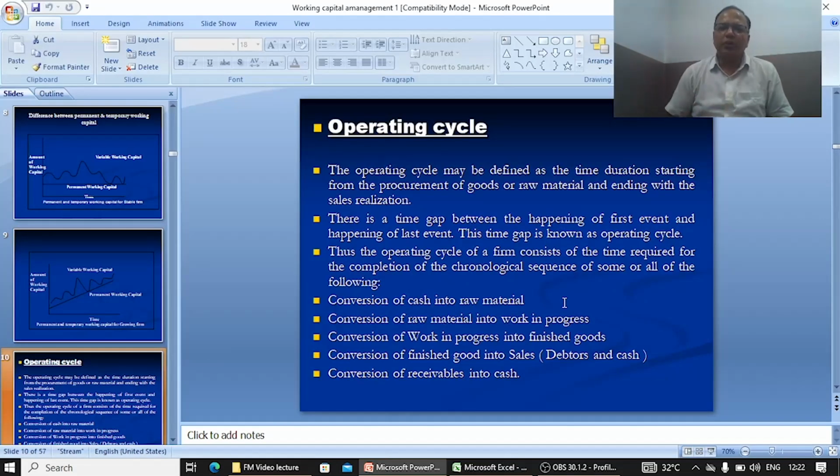Now, the next topic is the operating cycle. Operating cycle may be defined as the time duration starting from the procurement of goods or raw material and ending with the sales realization. It means the operating cycle is the cycle in which we add all the time required from conversion of raw material to conversion into cash.